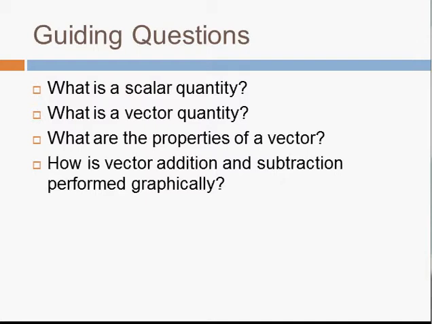What are the properties of a vector? Well, we talked about a couple things. We said we can draw them as arrows. We said you can multiply and divide them by scalar quantities and get some new results out of it. You can shift them around. As long as that magnitude and direction stay the same, you can put them anywhere you want. And then finally, how's vector addition and subtraction performed graphically? You draw your first vector, you take your second vector, place it at the end of the first vector at the head, and then you draw your resultant.